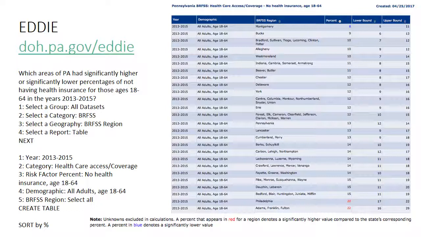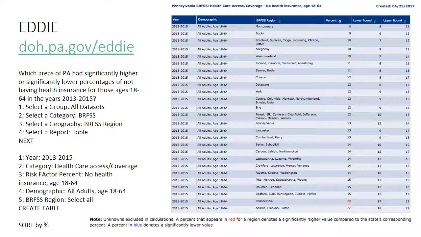So the website for EDDIE is doh.pa.gov/EDDIE. So to answer the question, which areas of PA had significantly higher or significantly lower percentages of not having health insurance for those aged 18 to 64 in the years 2013 through 2015. So we are looking to see which areas had lower than average rates of not having health insurance and those who had high rates of not having health insurance compared to the state average.